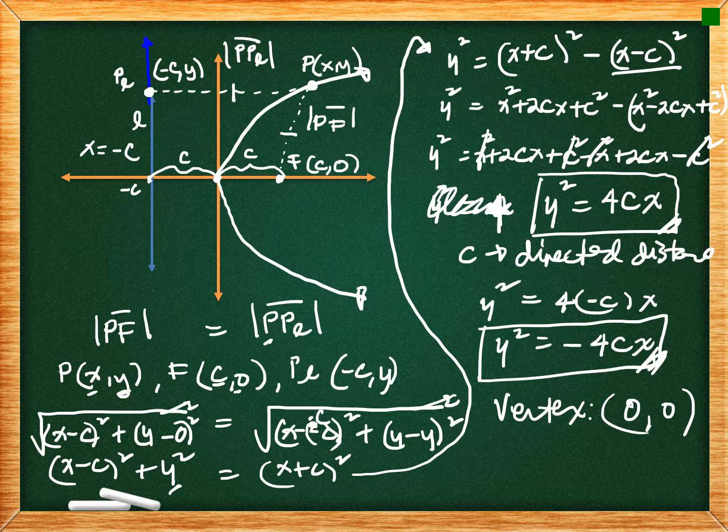So the question now is, what happens to the equation when the parabola has its vertex at HK? I mean, generally, if the vertex is at HK, what's the equation of the parabola? What if it is not on the origin? Let me illustrate it to you.